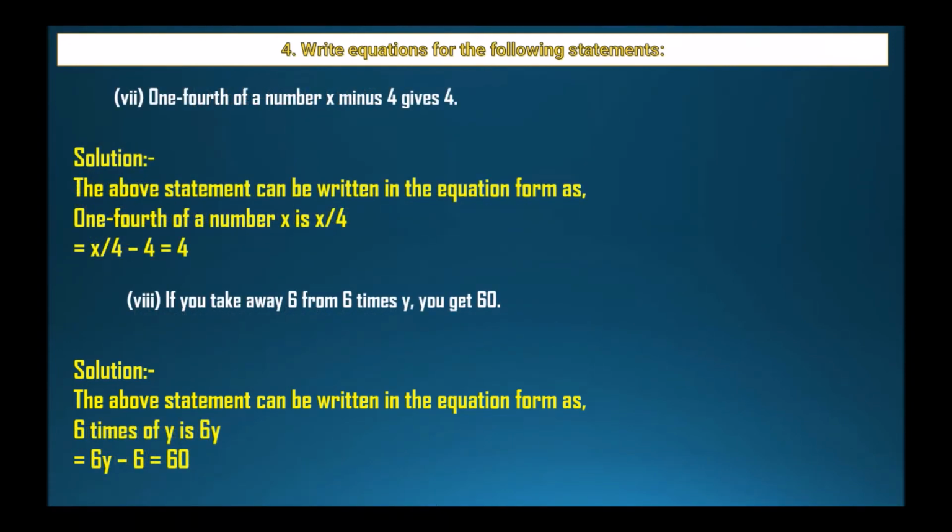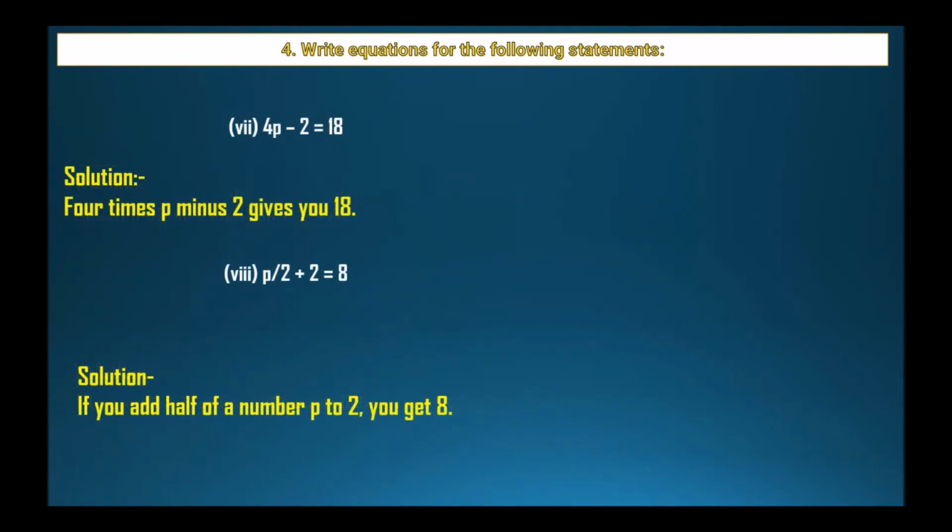If you take away 6 from 6 times y, you get 60. Take away 6 means subtract. So 6 times y means 6y minus 6 equals 60. 4p minus 2 equals 18. That means 4 times p minus 2 gives you 18. p upon 2 plus 2 equals 8. If you add half of a number p to 2, you get 8.